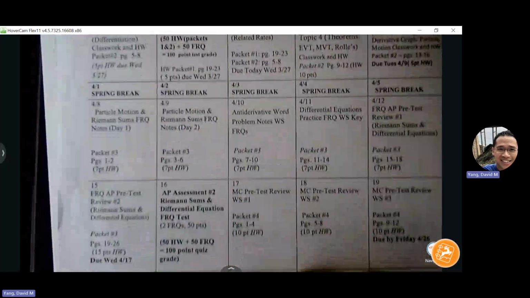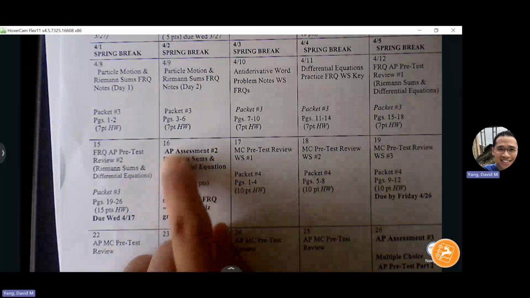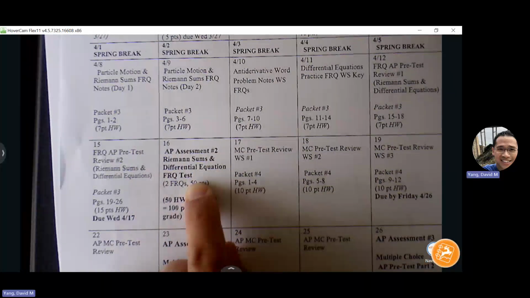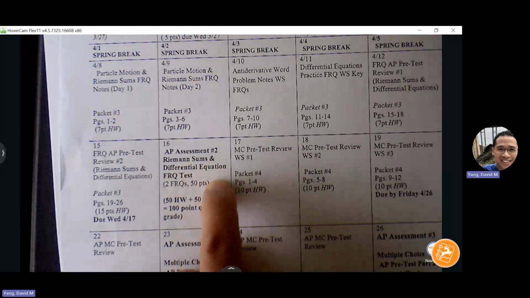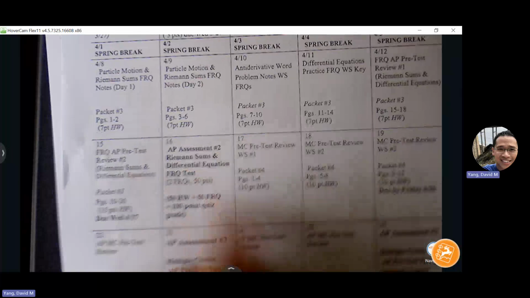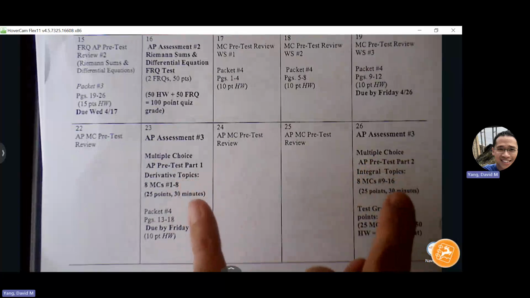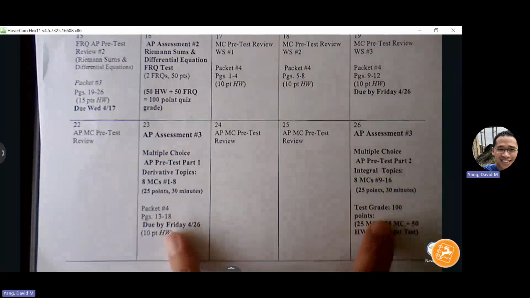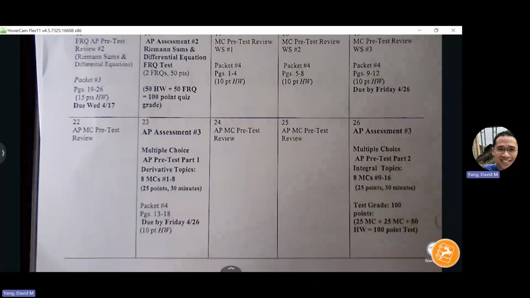Okay. And then some of the things after spring break, I may adjust a little bit, but essentially, we're going to be working towards a second FRQ quiz. I said FRQ test, but this one will be a quiz, just over Riemann sums and differential equations. And then before May hits, we're going to have multiple choice tests split up into 2 days. And then after that, we'll do some more AP review. And then by then it'll be May, and we're going to be taking the AP exam.